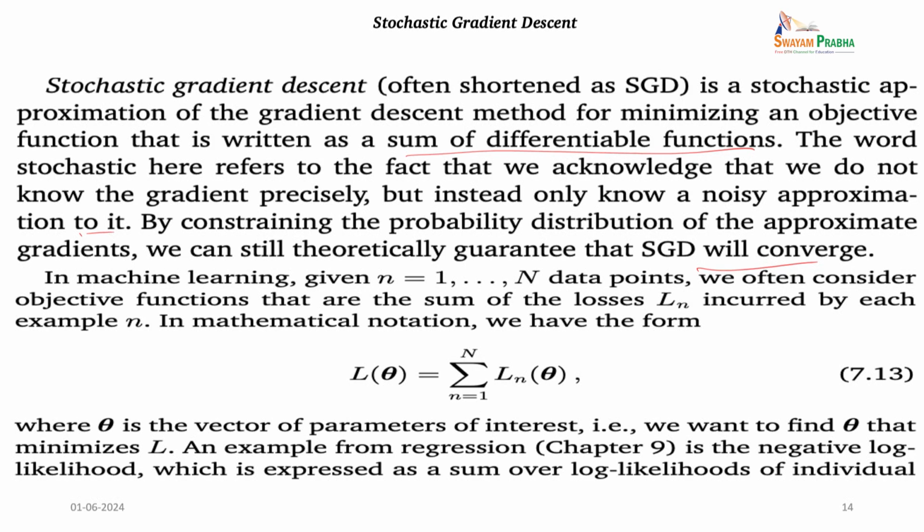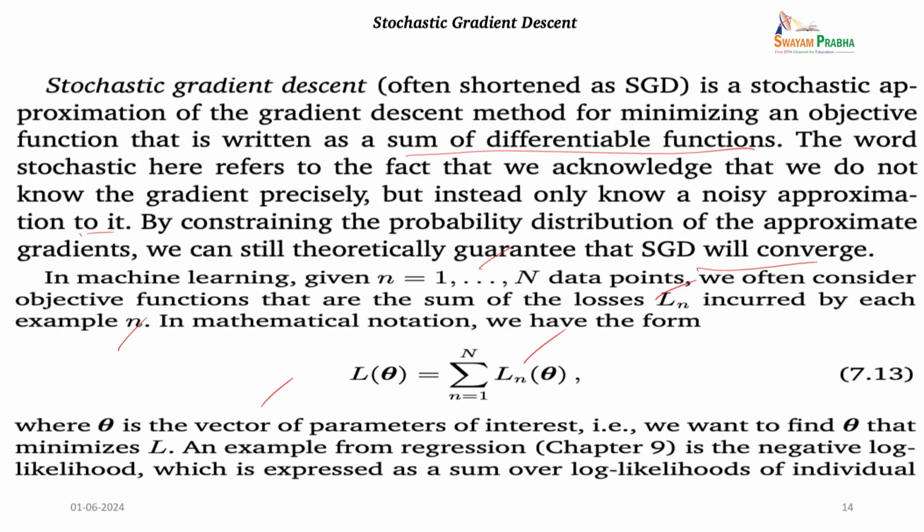In machine learning, you take n equal to 1 to N data points, and we often consider an objective function that is a sum of losses L n incurred by each example n. In mathematical notation we have L of theta equal to summation n equal to 1 to N of L n of theta, where theta is a vector of parameters of interest.